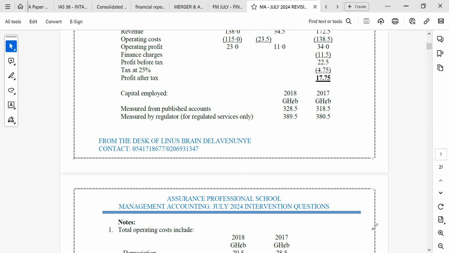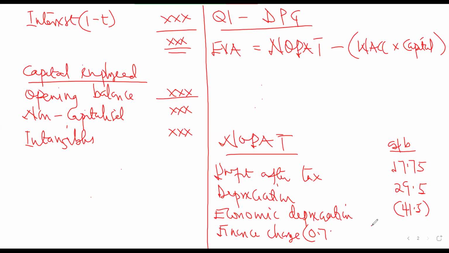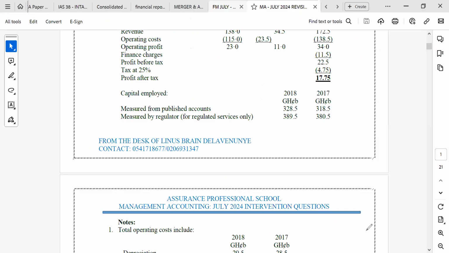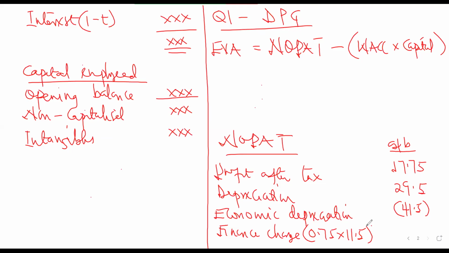So what will be the after tax rate? 75%. So you find 75% of 11.5. How much are you getting? 8.63. Okay, so you write your 8.63 as the interest. The interest has been subtracted from the profit before we get a profit after tax. So you add your 8.63. Let's continue with the adjustments.